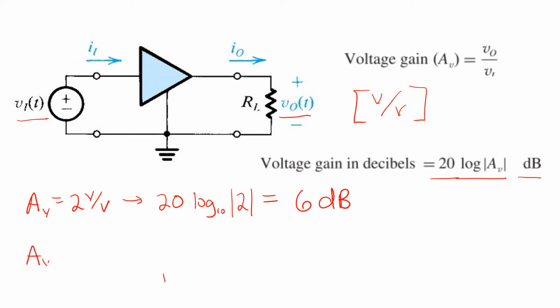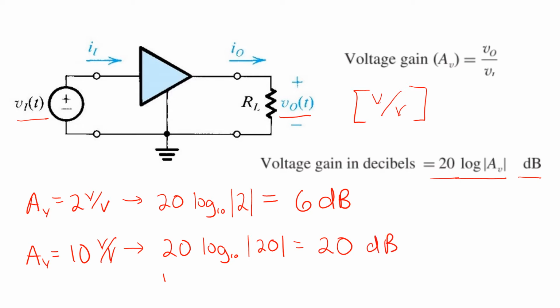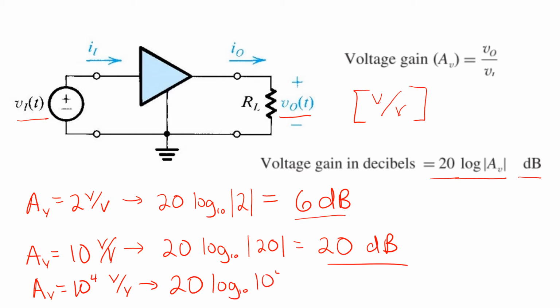Similarly, it's also useful to remember that a voltage gain of 10 volts per volt is equal to precisely 20 dB. Finally, it can be handy to keep in mind that any power of 10 can be easily converted into dB. For example, a voltage gain of 10 to the 4 is simply 20 times log base 10 of 10 to the 4, which is 20 times 4, or 80 dB.